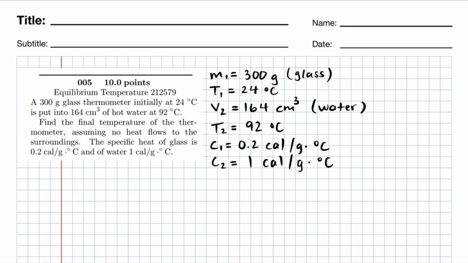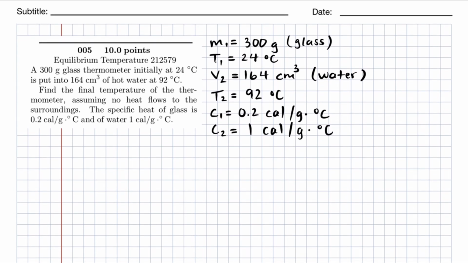So there we have it. Notice that anything with a 1 means glass, and everything with a 2 means water. In this case, because I was given volume, I need mass. I know that volume and mass are related by means of density, so I know the density of water. And that's going to be 1 gram per centimeter cubed.